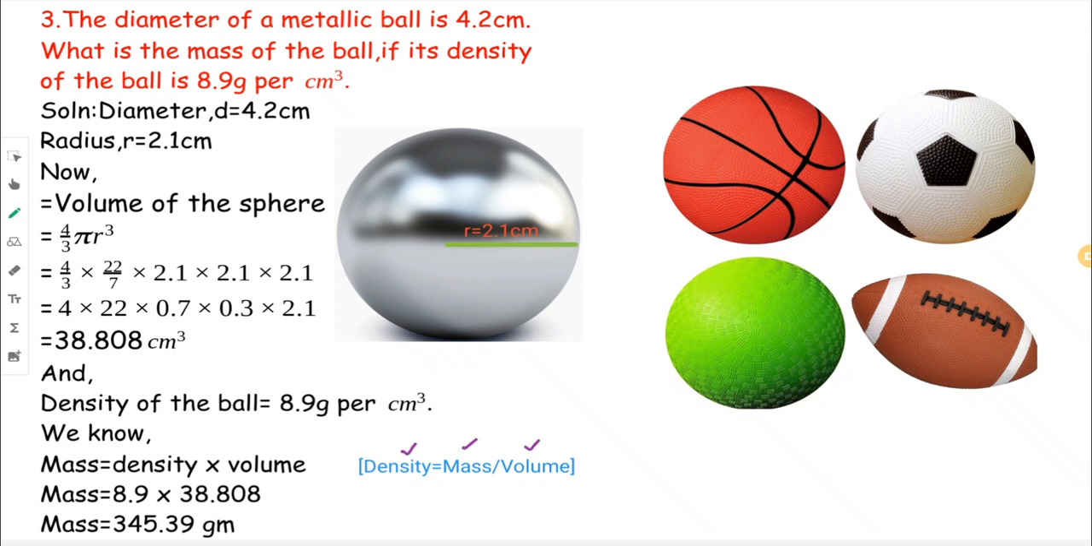So mass is what an object is made up of. All right, so consider this metallic ball and this rubber. Are they made the same way? No, right? They are made differently. So in other words, mass will also give us the lightness or the heaviness of an object.